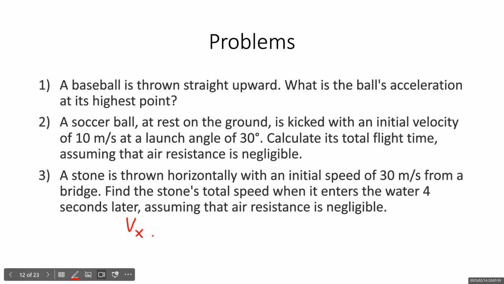The v of x is v naught cosine theta. If it's thrown horizontally, theta is 0. So the cosine of theta is 1. So this equals v naught.